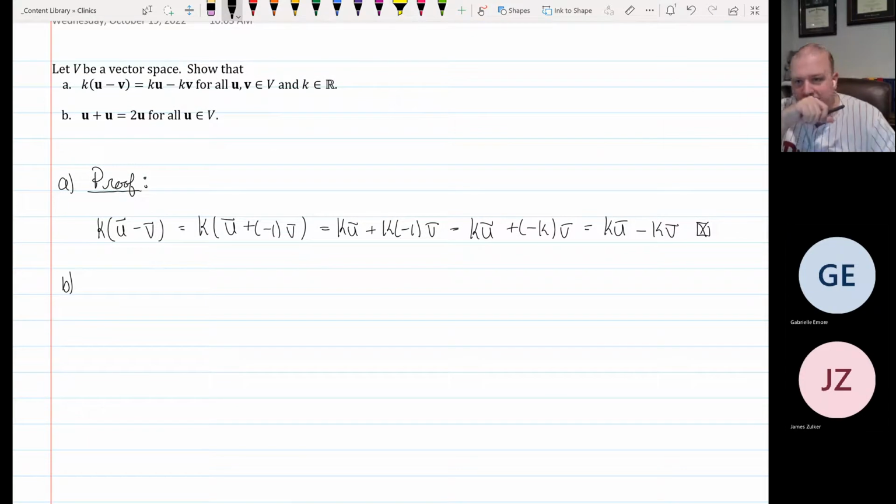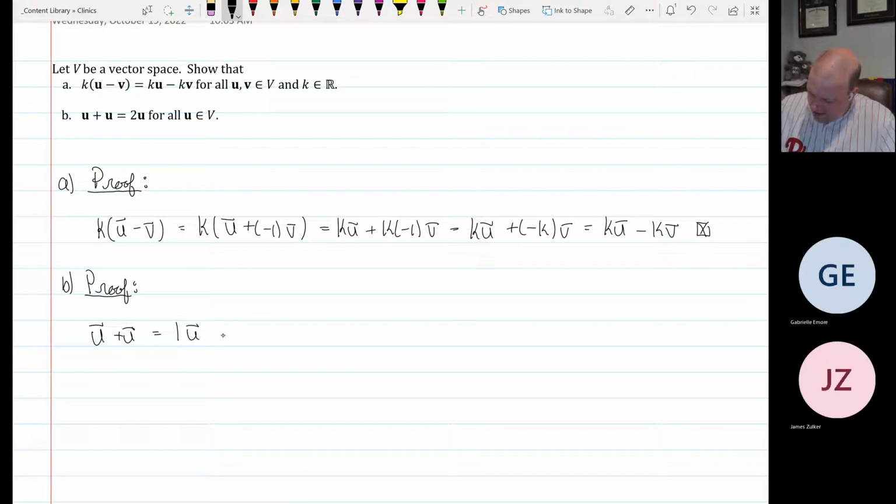So proving letter B. U plus U is obviously 1U plus 1U. Because this is a vector space, we can factor a U out, because scalar multiplication distributes across scalar addition, which gives us 2U as desired.